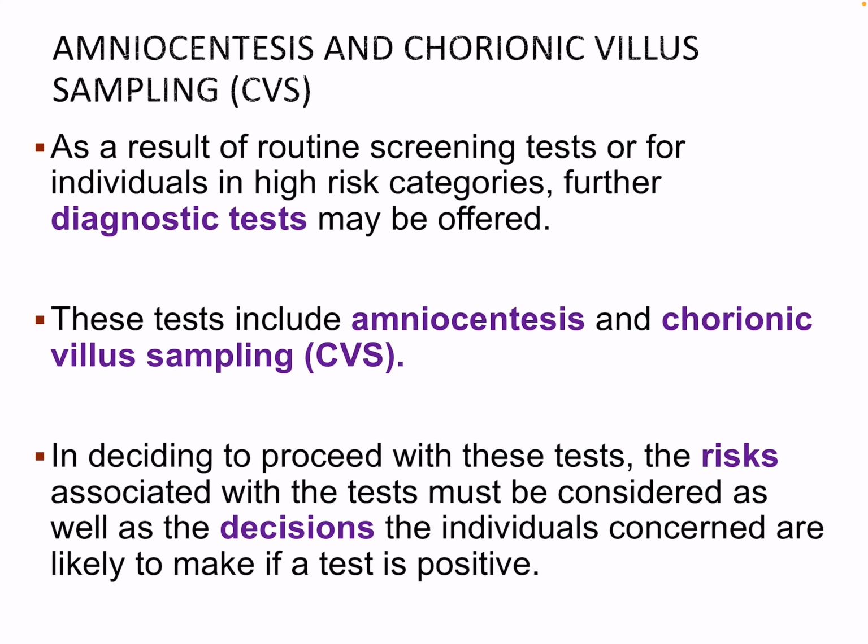So, if the risk of a particular condition has come back as high as a result of one of the routine screening tests, then further diagnostic tests are offered. And these would be something like an amniocentesis or chorionic villus sampling. So when the parents decide whether or not to proceed with these tests, the risks must be considered along with any potential side effects of the tests and any decisions that they may have to make if the test is positive.